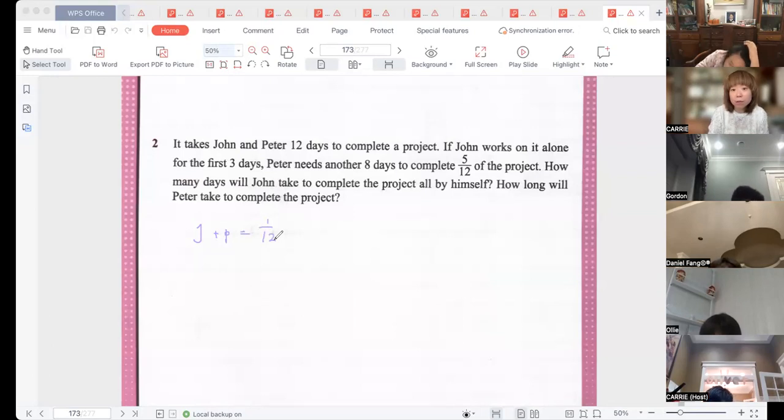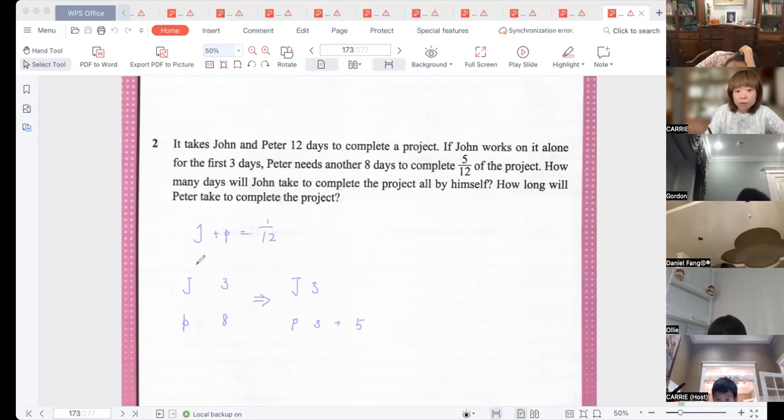Okay, so if John works on it alone for the first 3 days and Peter needs another 8 days to complete 5/12 of the job. So let's take a look at this one, okay? It seems that we only know John plus Peter, their rate is 1/12, right? And John works alone for 3 days and Peter 8 days. But can I just consider them as John 3 days and Peter 3 days, plus 5 days? Can we do that?